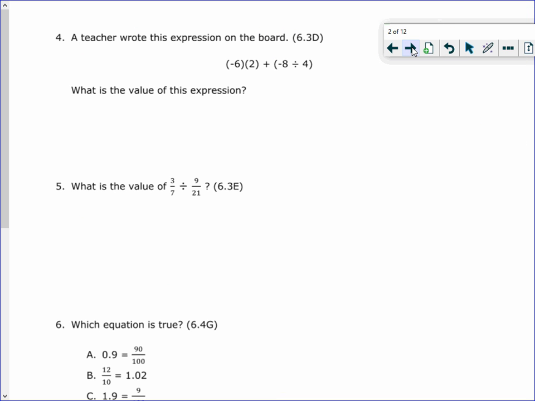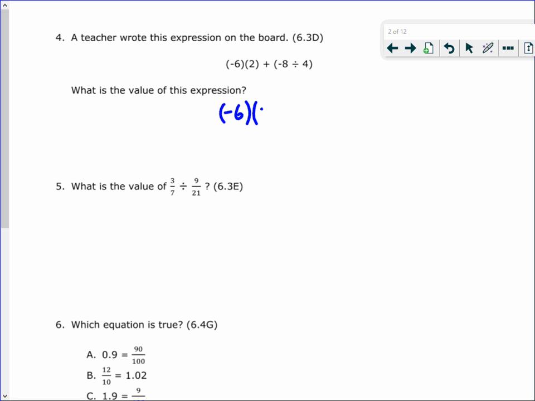All right, a teacher wrote this expression on the board. What is the value of this expression? So in this problem here, remember you want to do the parentheses first. And then, so basically you're following the order of operations. So parentheses first. So negative 8 divided by 4. Remember, a negative divided by a positive is a negative answer. So I'm going to rewrite it here. So I got negative 6.